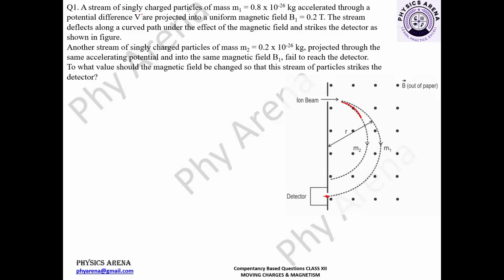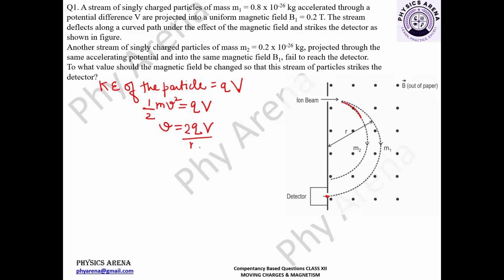It says that the charged particles are accelerated through a potential difference V. So the kinetic energy of the particle is given as Q into capital V. Q is the charge of the charged particles and V is the accelerating potential through which they are accelerated. So half mv square, where v is the velocity of the charged particles and m is the mass, must be equal to QV. From this, we can say that small v, the velocity of the charged particle, is under root of 2QV by m. This is our equation number 1.